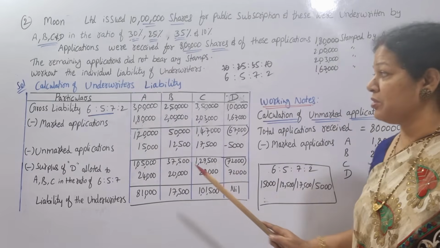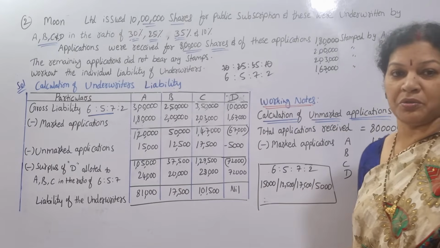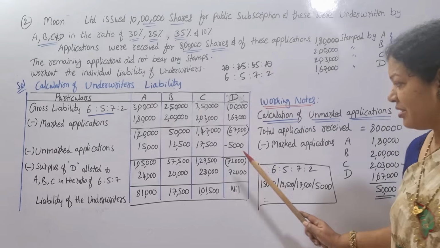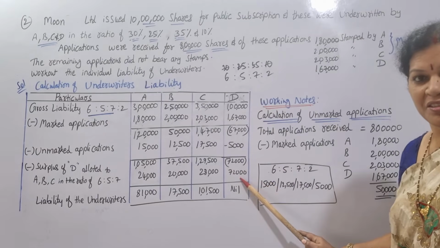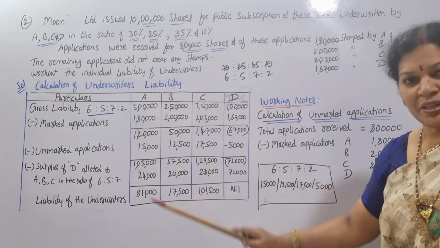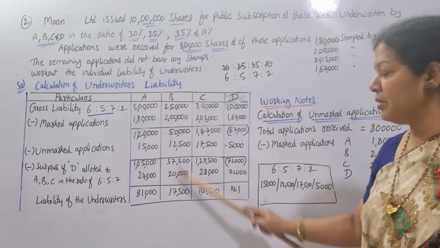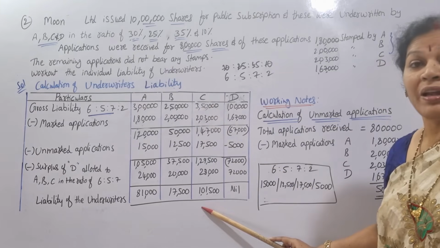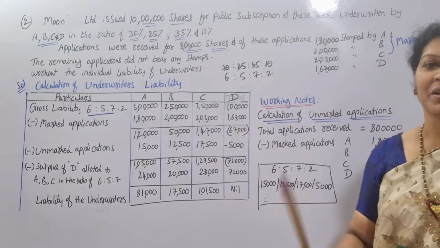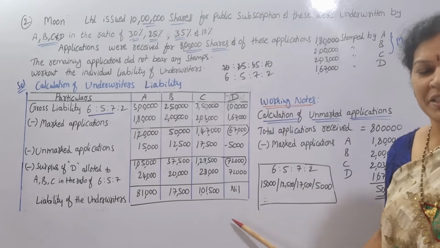72,000 in this ratio. If you distribute, you are getting 24,000, 20,000, 28,000. And here we are writing 72,000 to make it nil. This is minus, this is plus. Same amount you are writing, and it comes to nil. Ultimately, end of the day, the liability of the underwriters: A's is 81,000, B's is 17,500, C's is 1,01,500, D's is nil. D's we got nil here itself, but we distributed the surplus and then made it 0.